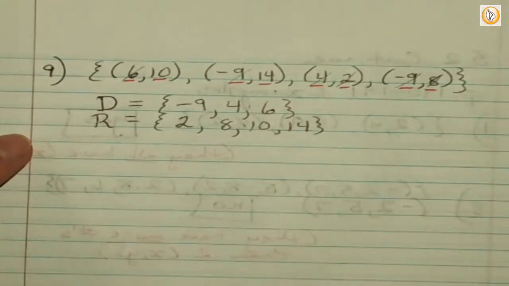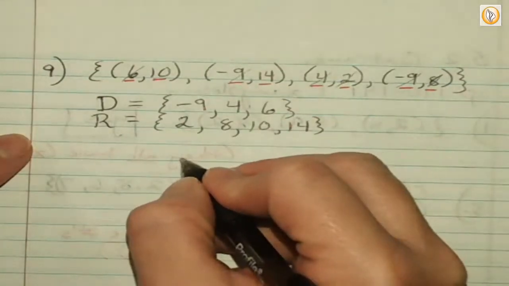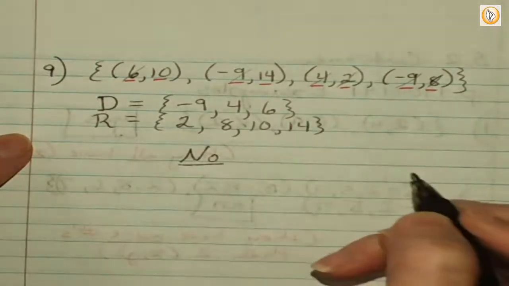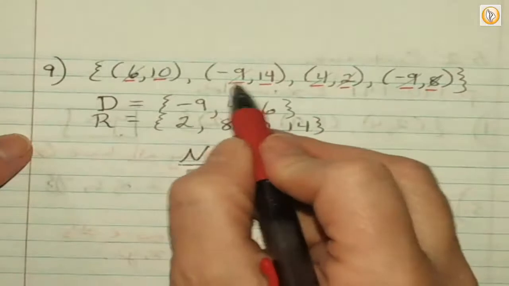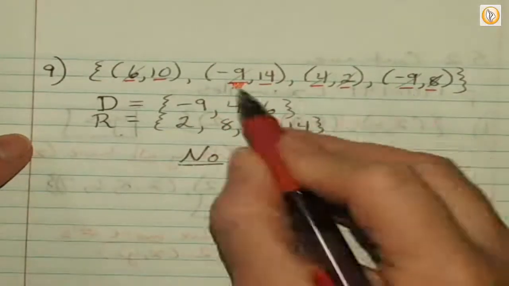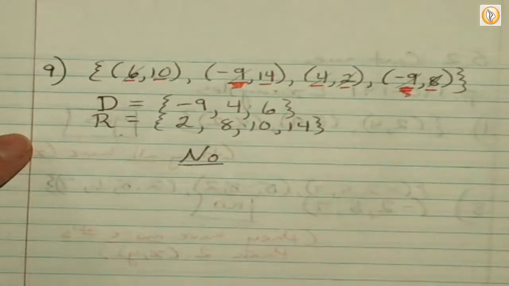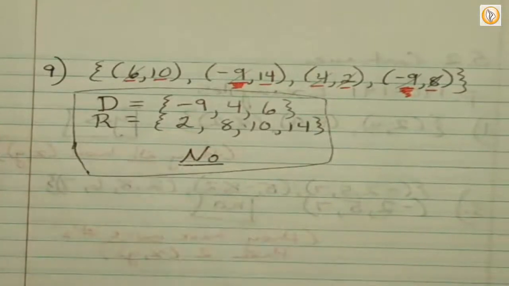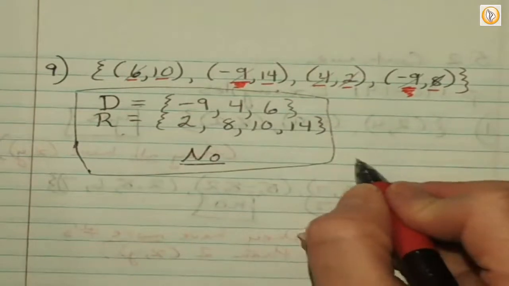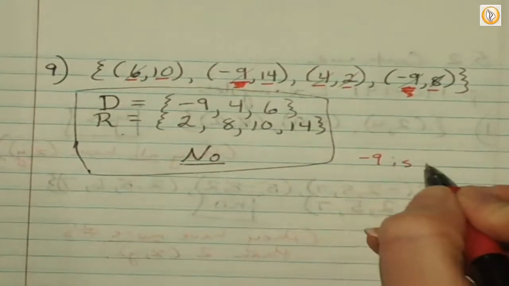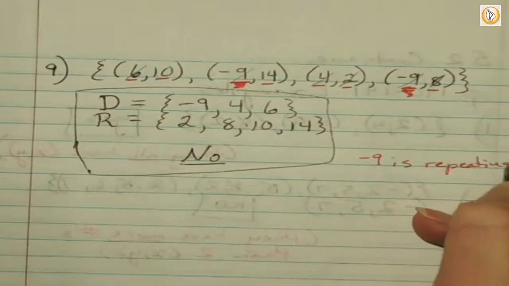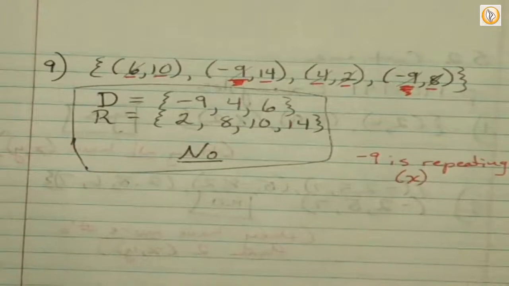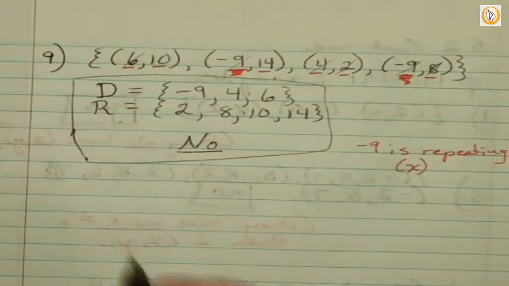Now, is this a function? No. Why not? Because the -9 goes to the 14 and the 8. Because I have a -9 in the x place and another -9 in the x place, so I have repeaters. So this is my answer, the whole thing. -9 is repeating, which is the x. Can't have repeating x's. All right.